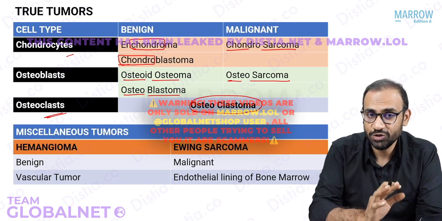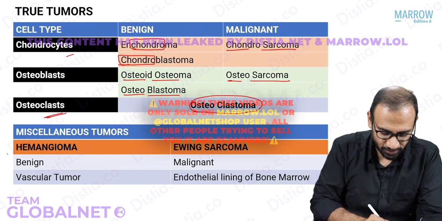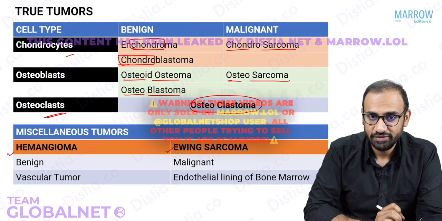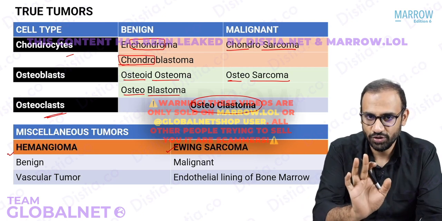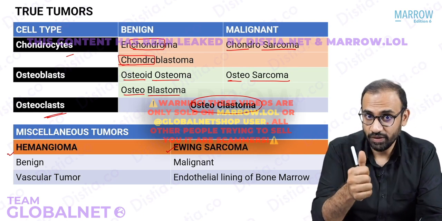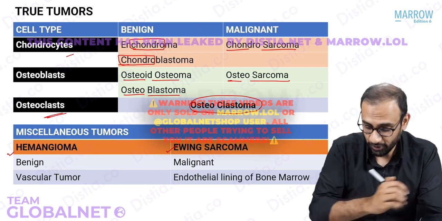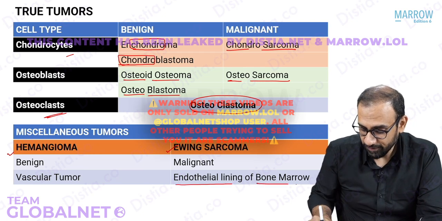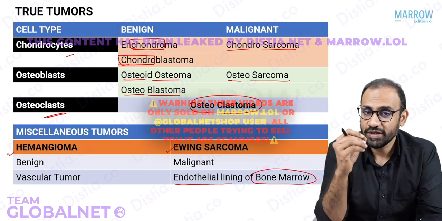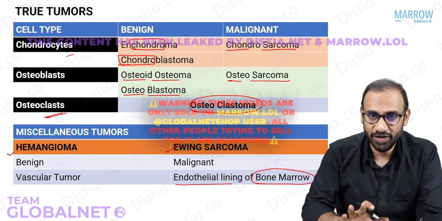Now there are certain miscellaneous tumors that do not fall into this category. What are they? You have two very important ones: one is hemangioma, the other is Ewing sarcoma. Hemangioma is a benign vascular tumor that occurs in the spine. Whereas Ewing sarcoma is a malignant tumor. It occurs in the endothelial lining of the bone marrow. So truly speaking, it's not a bone tumor. It arises from the endothelial lining of the bone marrow. And the interesting story, we'll discuss later. You just need to know this. All right. So far so good.